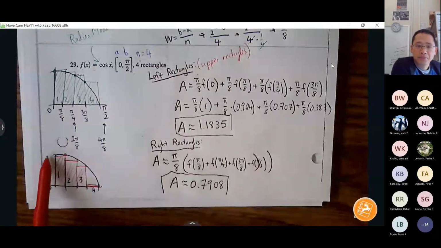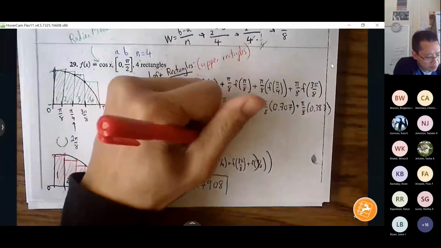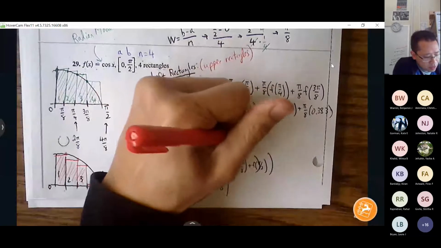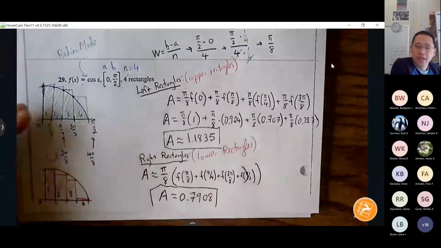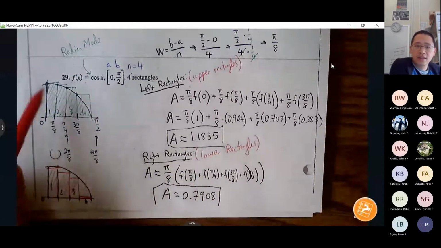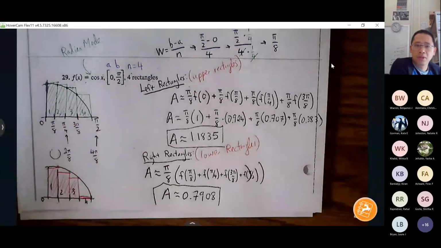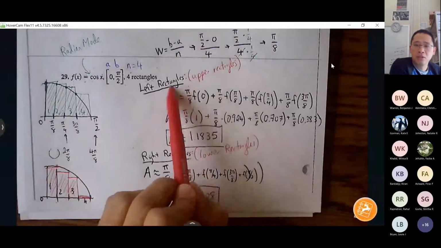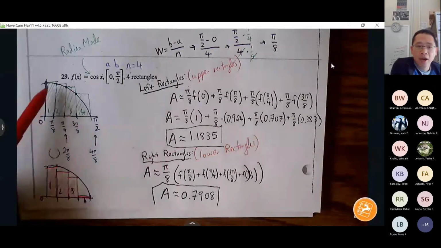How about here? Right rectangles are also what in this case? Lower. Lower rectangles. Okay. Again, that's not always the case. So this is just kind of like an observation thing. Why is it that for this problem, the left rectangles also act as upper rectangles? What is it about the curve that allows these two to be lined up so nicely? It's downward sloping. Downward slope.